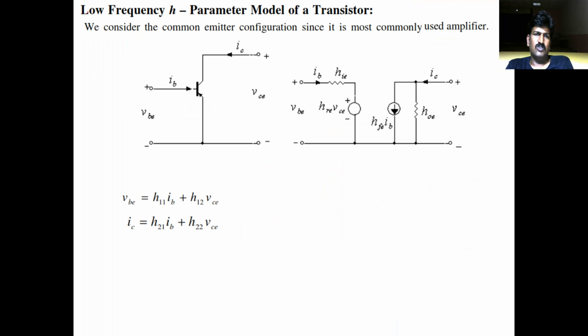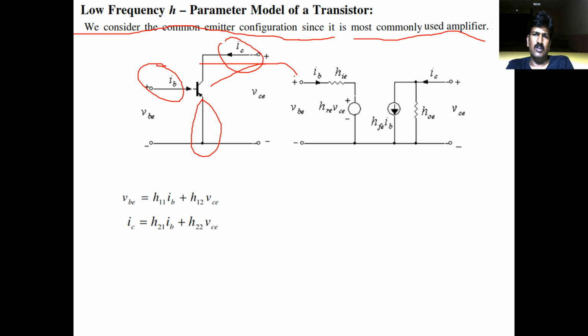And let us draw this low frequency H-parameter model of a transistor. We consider the common emitter configuration since it is the most commonly used amplifier. Now you should understand that in the common emitter configuration, the emitter is connected to ground, the base is acting like the input terminal, and the collector is acting like the output terminal. Now you have to draw this using H parameters.